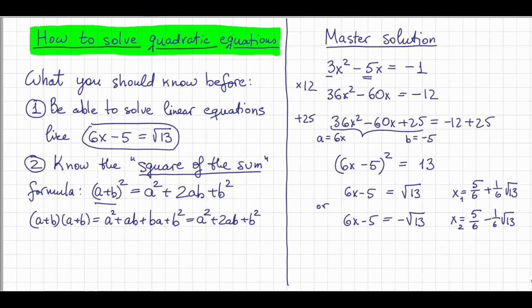So let us repeat the steps again. In the first step, you multiply the equation by 4 times the leading coefficient, in this case 12. In the second step, you add the square of the original second coefficient. In this case, it means that you add 25. At this point, you should be getting a complete square on the left-hand side. If you don't, then you've made some mistake. In this case, we've gotten a complete square of 6x minus 5.